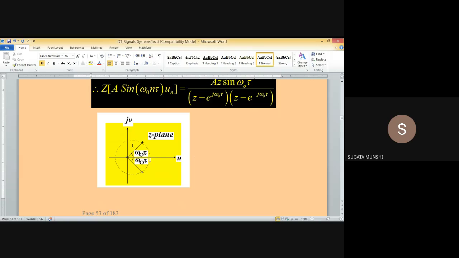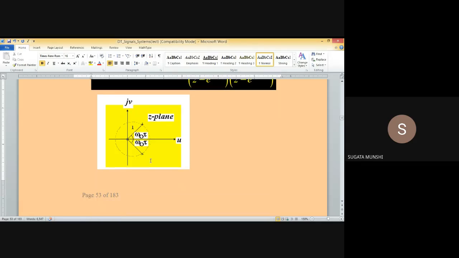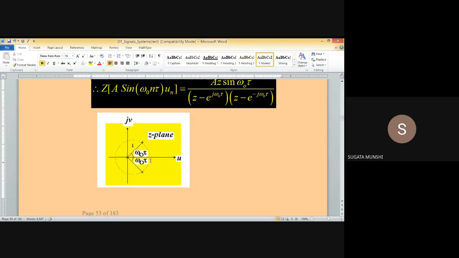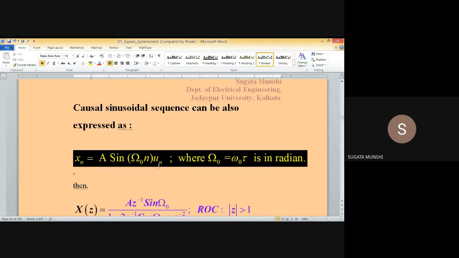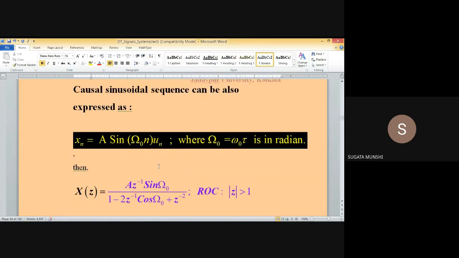Then where will be the location of the poles? 1 times e to the power plus minus j omega 0. This will be the location of the poles. Instead of omega 0 tau, it will be omega 0. Let me see whether I have used a different symbol for omega 0, because there the angular frequency is in radians. Yes, I have used capital omega here.